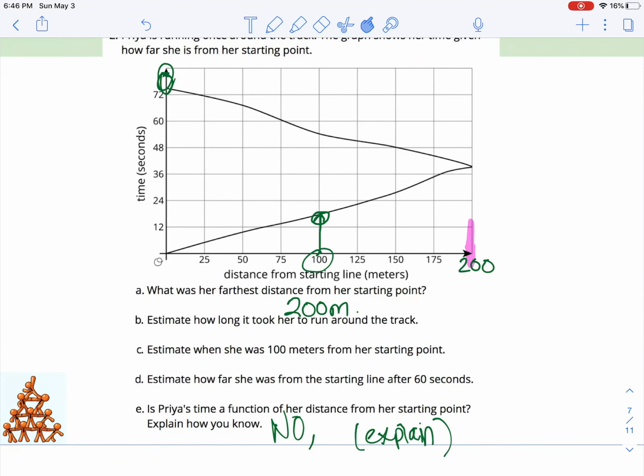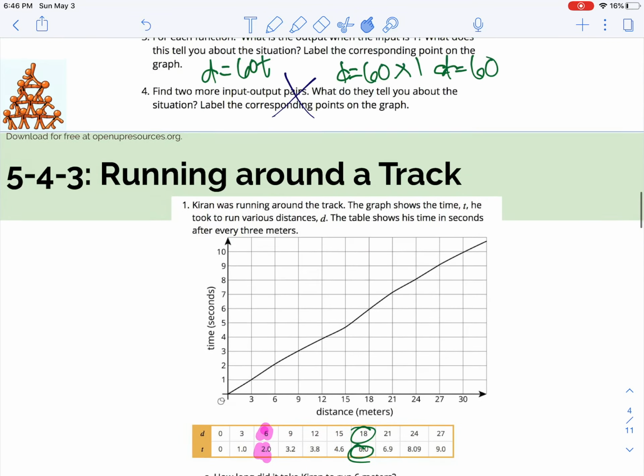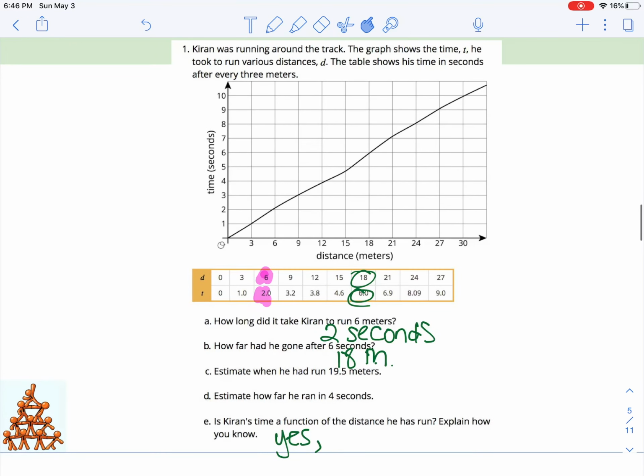So, this graph is not a function, right? Because you've got two things going on at once. You can't have two different times for one distance. I mean, you can, but then it's just not a function. And for this one, it's for sure a function, right? Because it's obvious. I could go and highlight this distance equals this time, this distance equals this time. It's very cut and dry. It's one for one. So that is why that's a function.